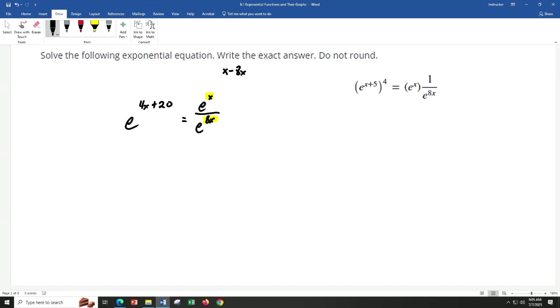Isn't that what you've done every single time when you have these x's? Yeah, it's just on top you have 1x, on the bottom you have 8x. So subtract them and you're going to get negative 7x. And so therefore, when you rewrite this whole thing, you've got e to the 4x plus 20 is equal to e to the negative 7x.